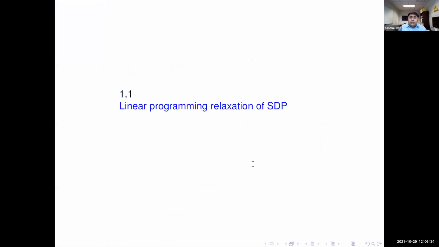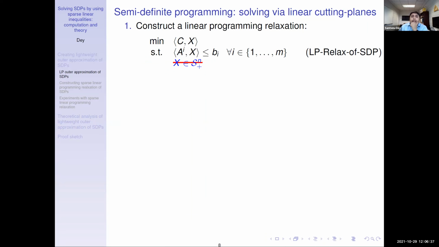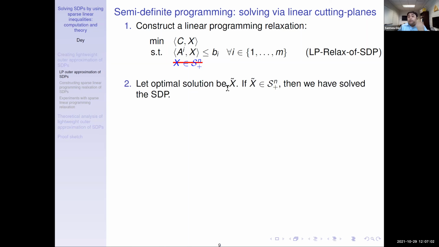All right, so how do you do this? Let's think about it. As I said, if we just remove this constraint, that X has to be in this PSD cone, then what results is an LP. But of course, if you did this, you lost all the strength of having the SDP in the first place. So what you can do to tighten this LP and get bounds closer and closer to your original SDP is the following.